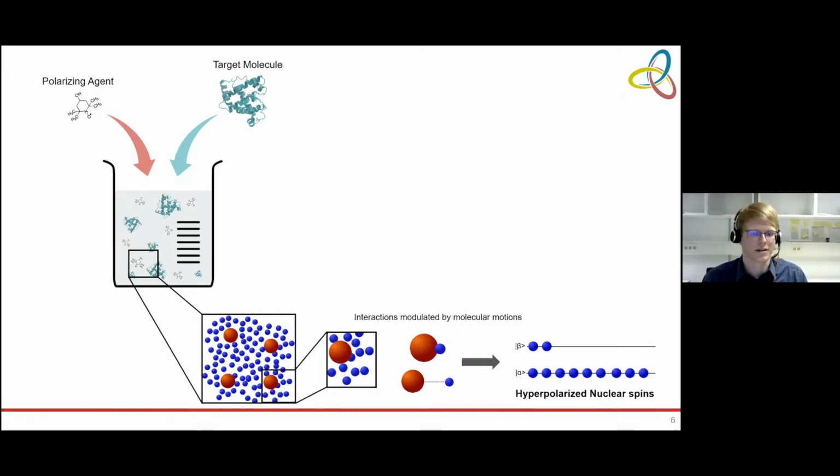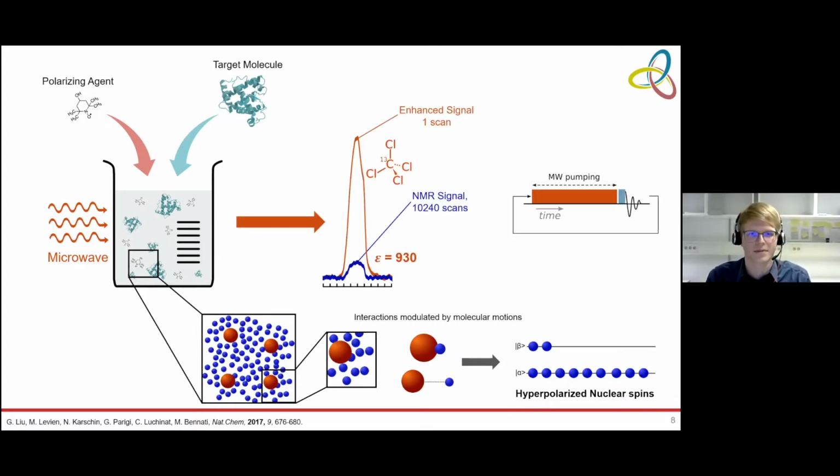And what do we actually have to do to be able to use this hyperpolarization? To induce it, we have to irradiate with microwaves and then subsequently detect the NMR signal after the irradiation. The good thing about this is that we can repeat this experiment as many times as we want, so signal averaging is not really an issue.